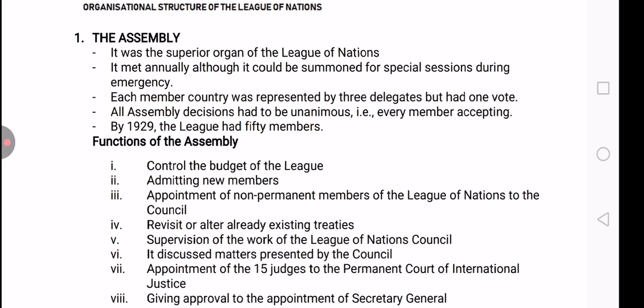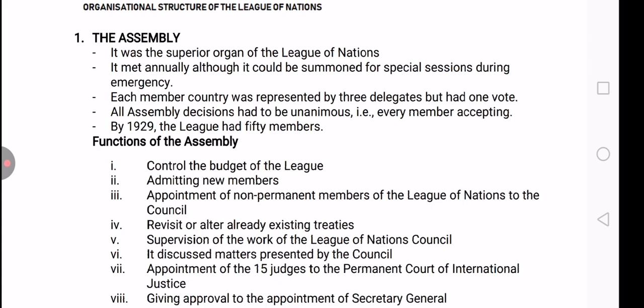Now, the first function of the Assembly was to control the budget of the League. Two, admitting new members. Three, we have appointment of non-permanent members of the League of Nations to the Council. Number 4, revisit or alter already existing treaties. To alter is the same as to change.